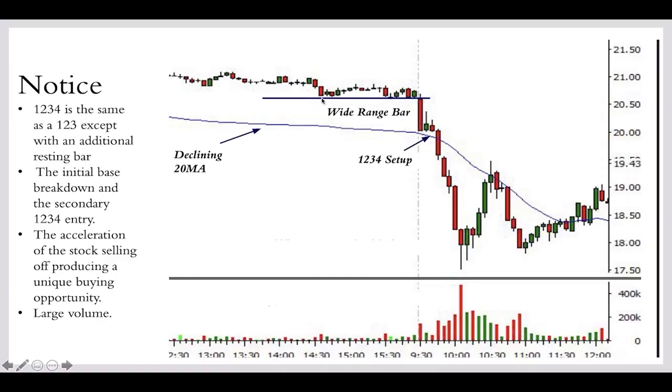But let's say you missed this initial entry short, right? It gave you a 1, 2, 3, 4 actually. So a 1, 2, 3, 4 is the exact same thing as a 1, 2, 3, except you're going to have 2 resting candles. So we have our igniting candle, and then we have 2 resting candles before we have our triggering candle that triggers under the lows of basically all of these preceding candles. And boom, you could have taken advantage of this, right?